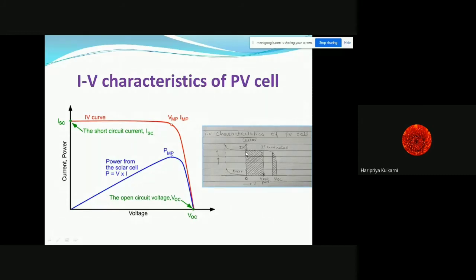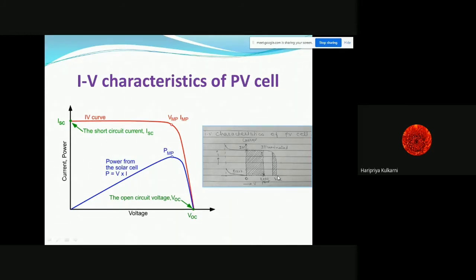Now observe this point, which is of the most important, which is of our interest, which is marked by ISC, which is the short circuit current. At short circuit current, you can see the voltage value is 0. When the output terminals of a solar panel are shorted together, we are making the voltage 0. At that time you will get the maximum amount of current, that is called the short circuit current. This is the current which you will get by shorting the two terminals of a solar panel and measuring the current.